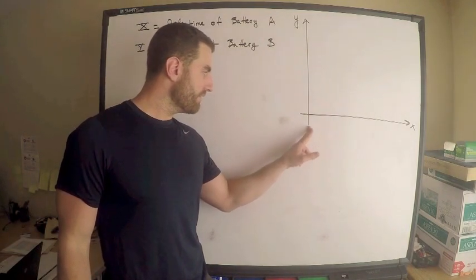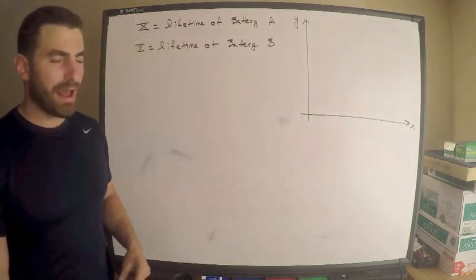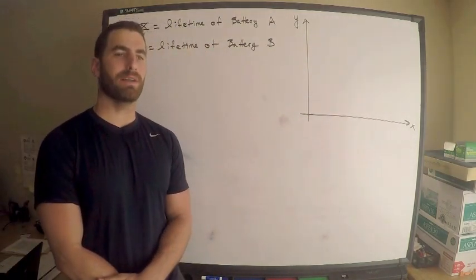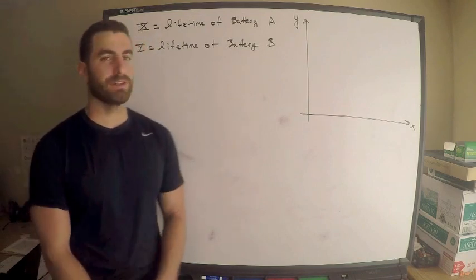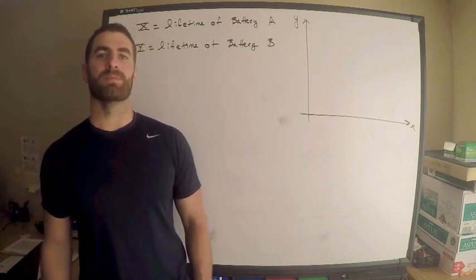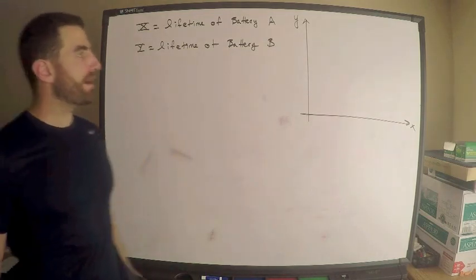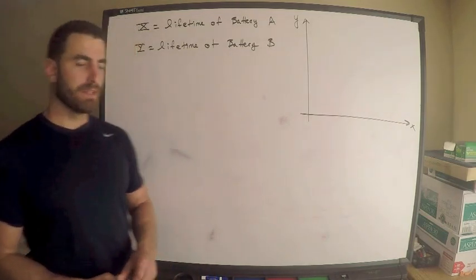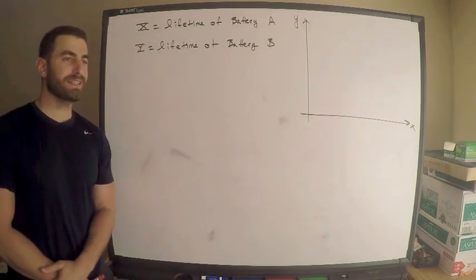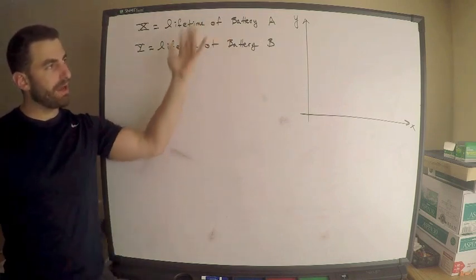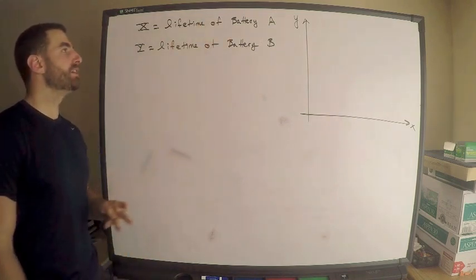I want to cover this example. I don't have much preliminary notes about it, just this. I've constructed and labeled 2 random variables. I have the lifetime of battery A and the lifetime of battery B, denoted by X and Y respectively. I have no picture yet, but I will have a picture.